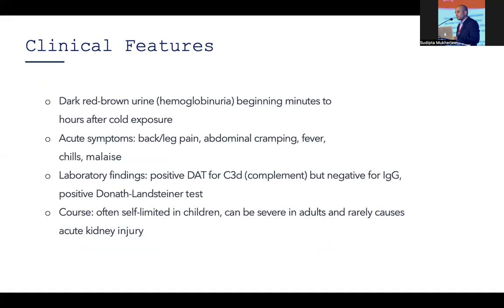So what are the clinical features? There is a dark red urine, hemoglobinuria, which begins minutes to hours after the cold exposure. The acute symptoms can be back and leg pain, abdominal cramping, fever, chills, and malaise. Laboratory findings include positive DAT with complement 3, but negative for IgG, as I mentioned, and there's a positive Donath-Landsteiner test. In most cases, the course of the disease is self-limiting in children, can be severe in adults, and very rarely can cause acute renal failure.